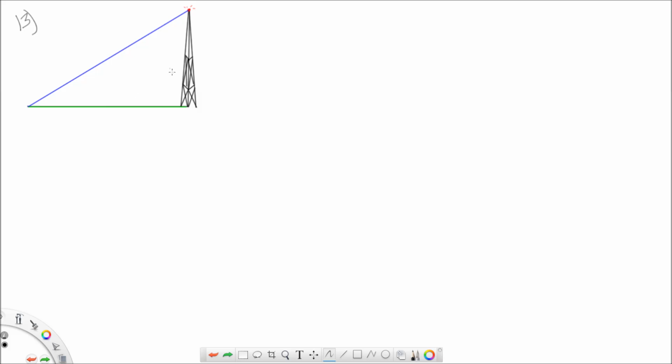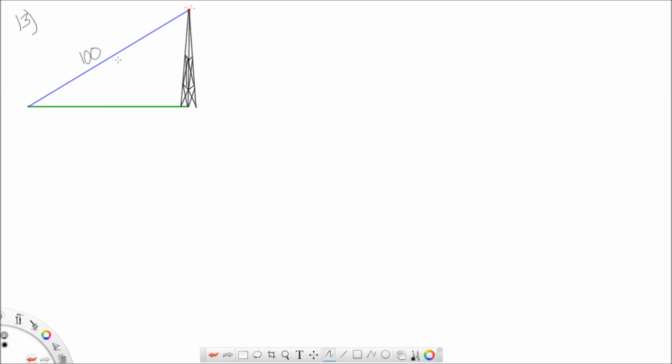So the next problem on the practice exam is a word problem, and I have a basic picture set up. The word problem says we have this antenna standing straight up, and we have this blue wire connected to the top of the antenna and then connected to the ground. And we're given some information. We have that the wire connecting these two pieces is 100 feet long.